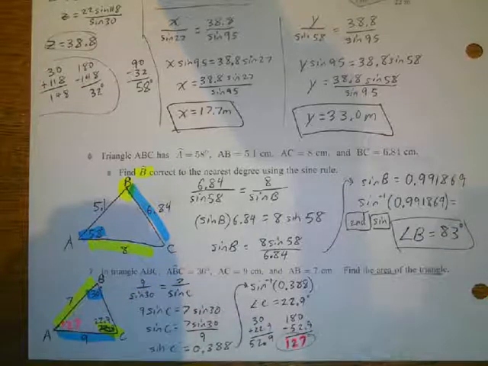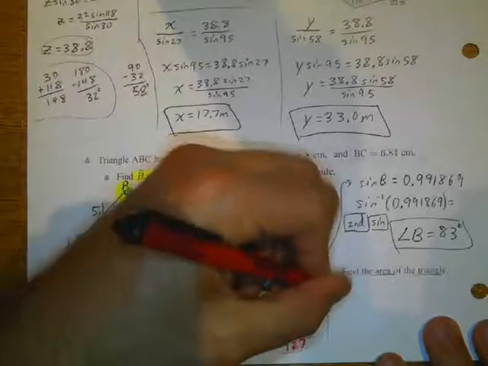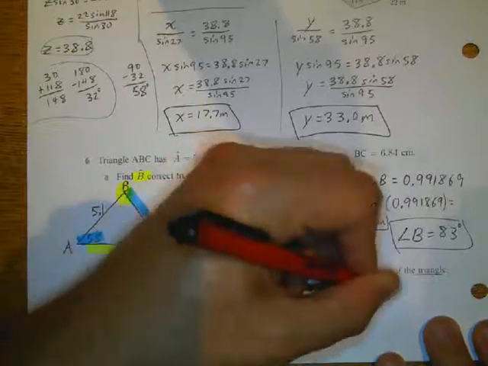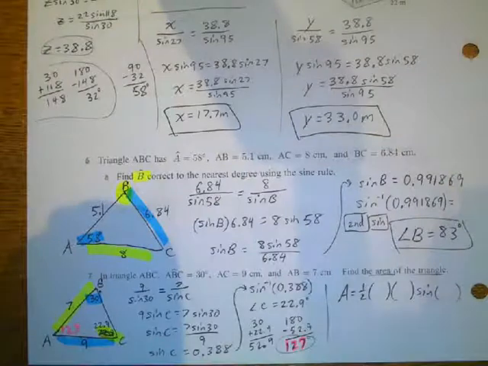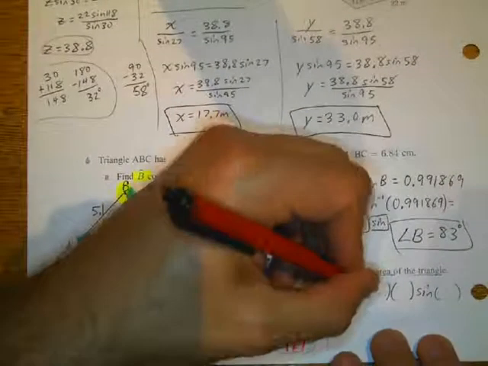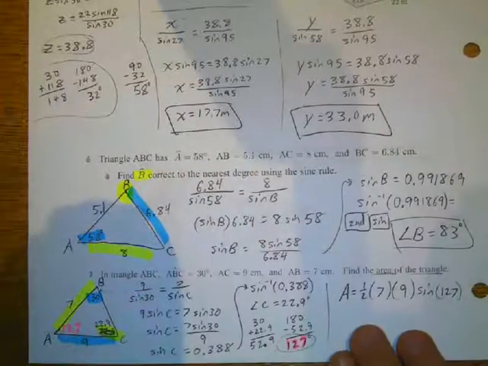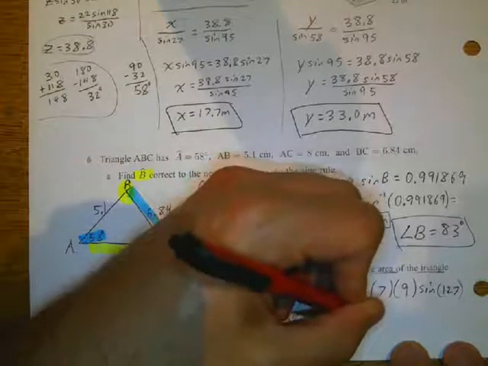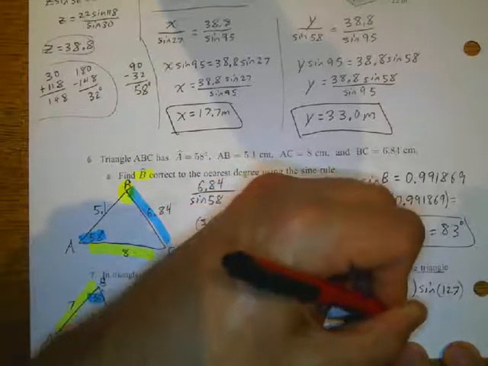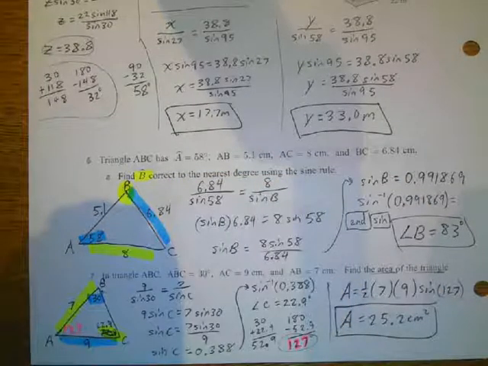then I can find the area using the formula from the first page. Area is 1/2 times the two sides and sine of the included angle. So the two sides here are 7 and 9, and the included angle is 127. So I put those all into the calculator, and then I get my area equals 25.2 centimeters squared. You may want to rewind and press pause, and good luck. Ask me questions if you need help.